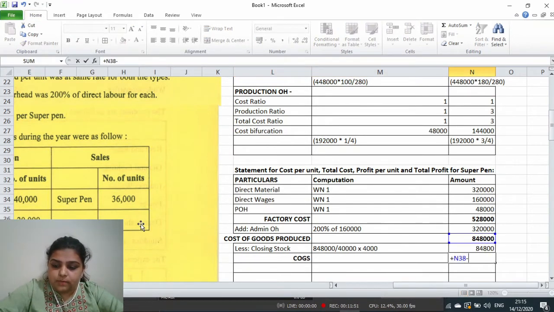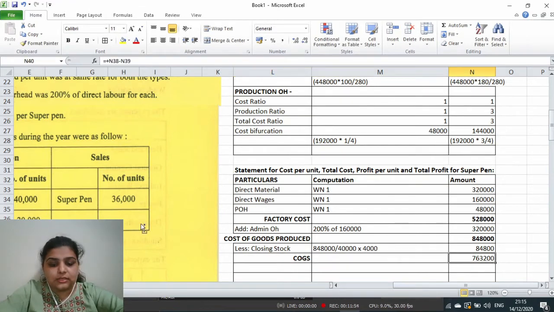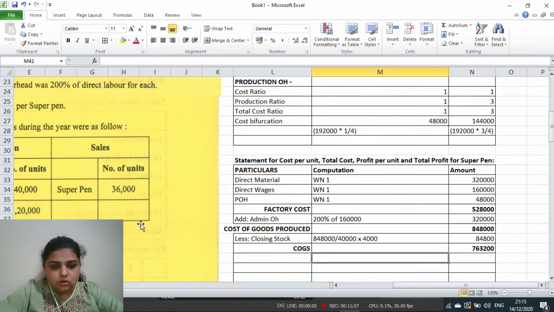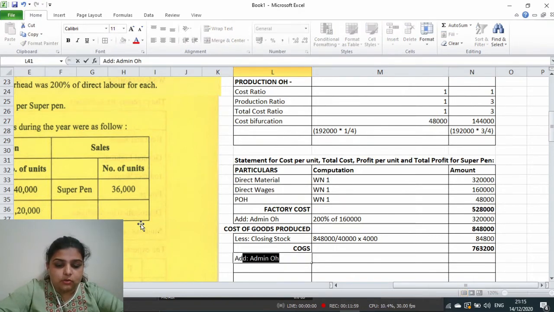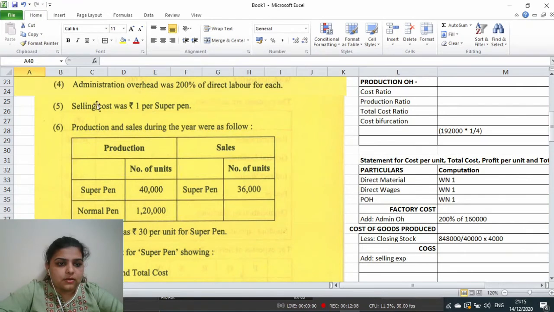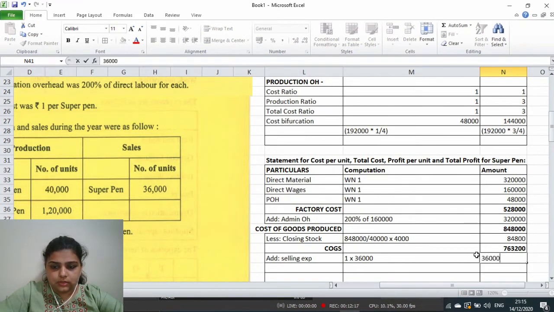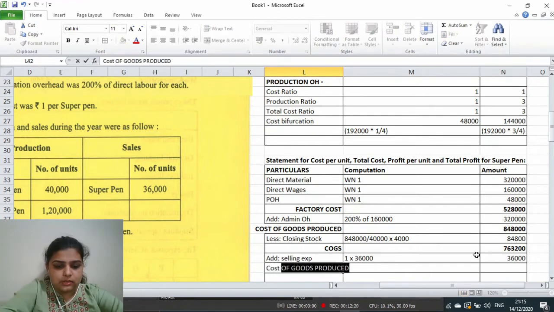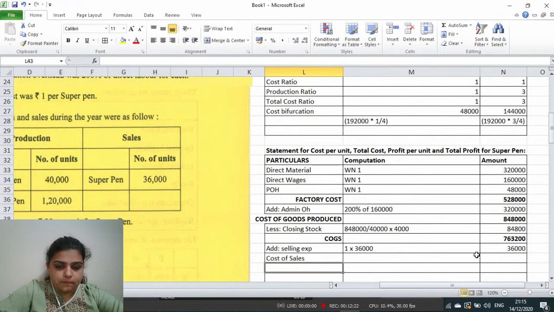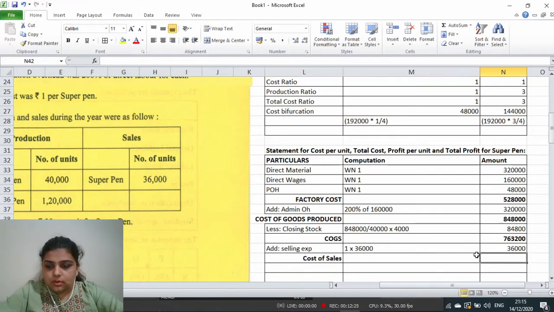What I get is the COGS. COGS would be this minus this. That is 7,63,200. That is the cost of goods sold. And we also have selling expenses given to us as selling cost is rupees 1 per super pen. So that would be rupees 1 into 6,000 sold. So 6,000. I get the cost of sales, 7,99,200. Now this is the total cost.